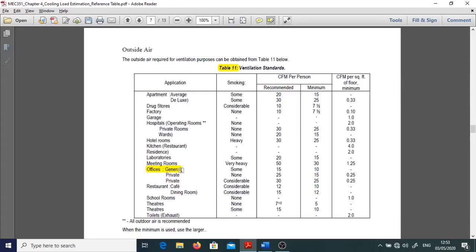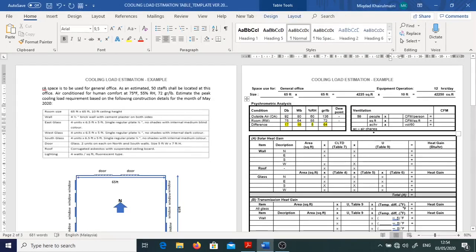The nearest most logical application. Make a small assessment regarding our space. So once we have our application, we will look under the CFM per person and read the recommended value. So for general office, the recommended value is 15. So we will use the value 15 here, and we can calculate the value. 50 times 15 is 750. For square feet, we write the area of the floor.